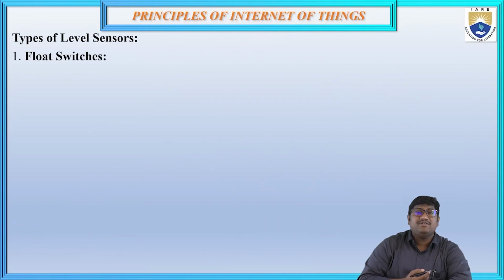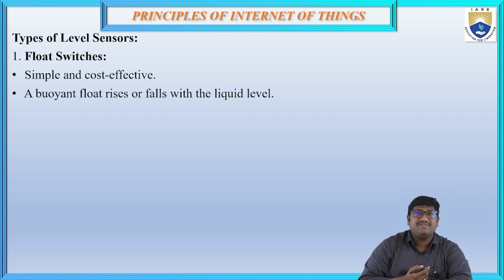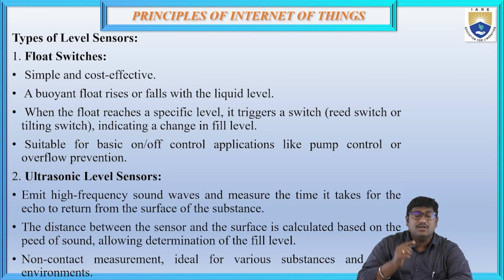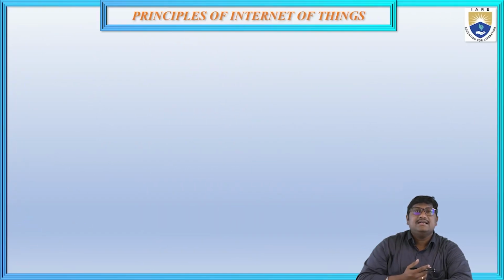Coming to the types of level sensors, float switches are simple and cost effective, and can be used for basic control appliances. The second one is the ultrasonic sensor, which emits high frequency sound waves, and the distance is calculated. By using this ultrasonic sensor, non-contact measurement can be taken care of, even in harsh environments. These are the types of sensors.